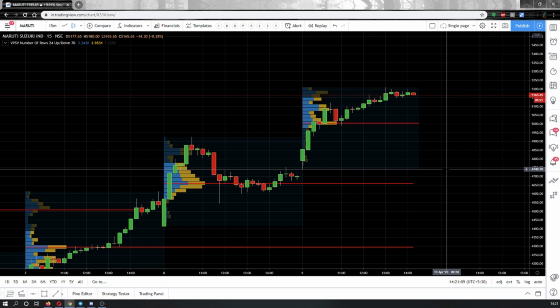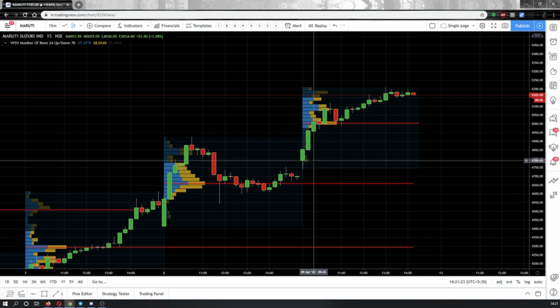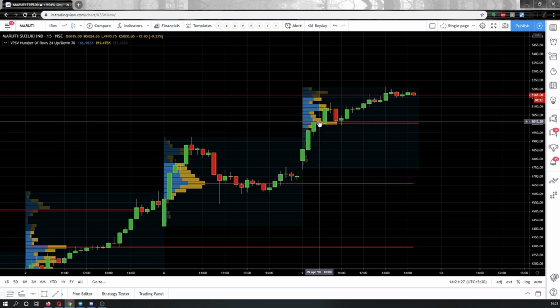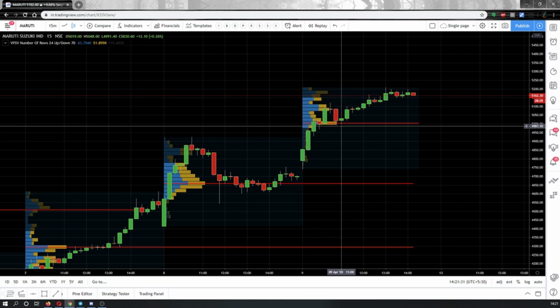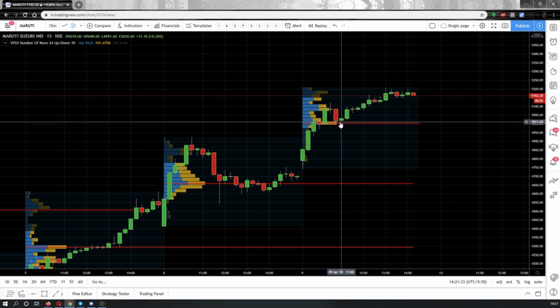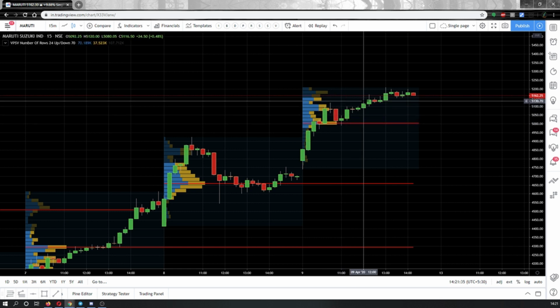Will you take an entry? The answer is no. So the next question comes up: when should I take the entry? You should take the entry when it retraces down and again starts moving up. What I mean is, if you can see here, Maruti is moving up continuously, then retraced back, took a support at the POC, and then again started moving up.